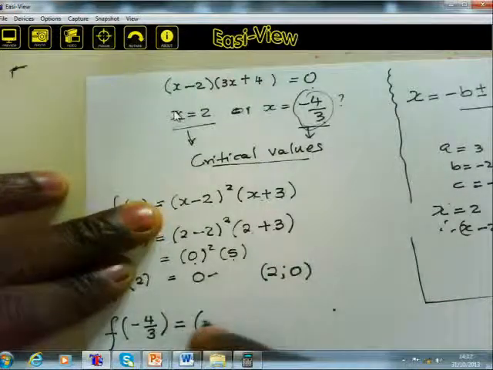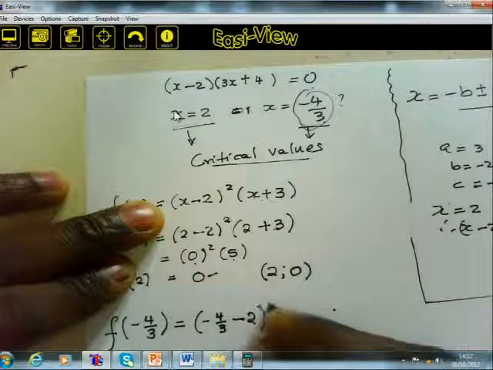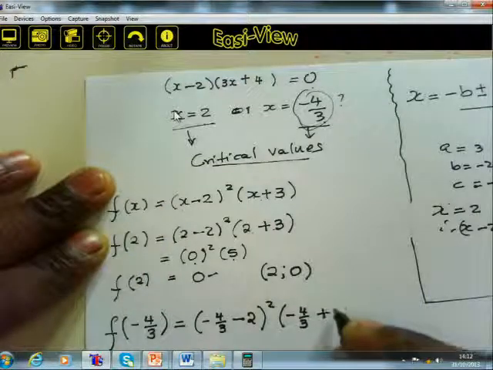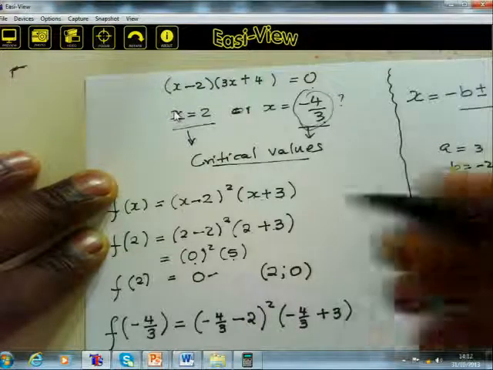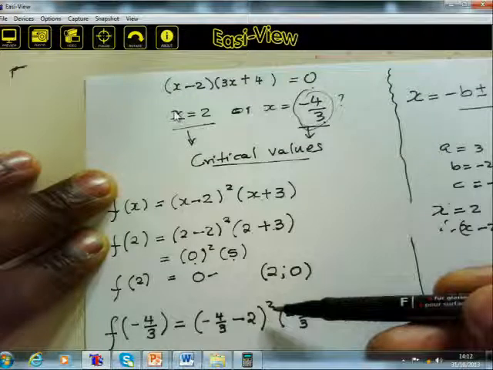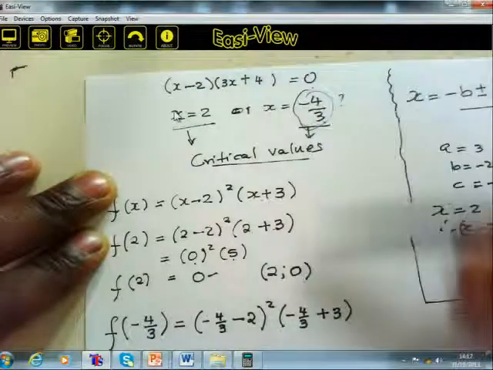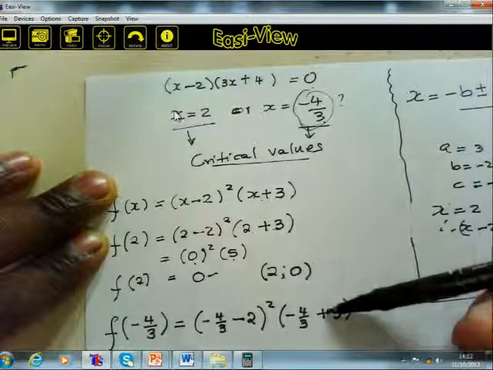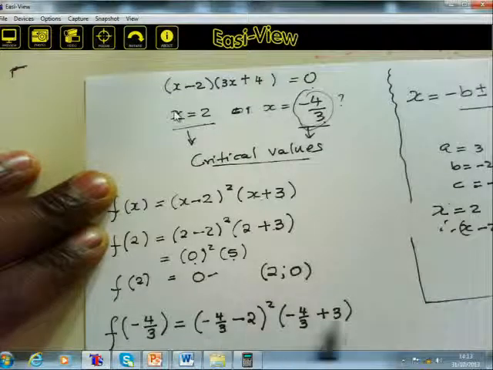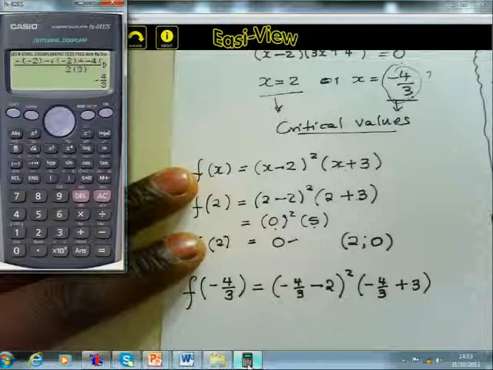In the position of x, negative 4 over 3, minus 2, all squared, and negative 4 over 3 plus 3. Remember, you must work very carefully. Negative 4 over 3 is in the position of x. It was plus there, it's plus here; minus there, it's minus here. You must be very careful when you substitute. Now from there you can work this out. You know what you can use? You can use your calculator in this case again. No problem, don't worry. You can use your calculator, but please substitute correctly.